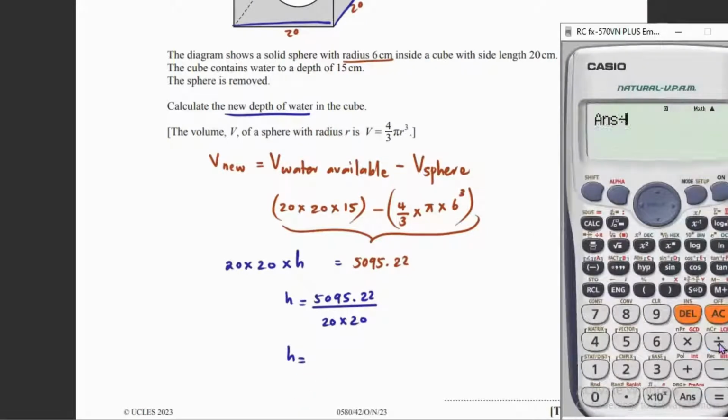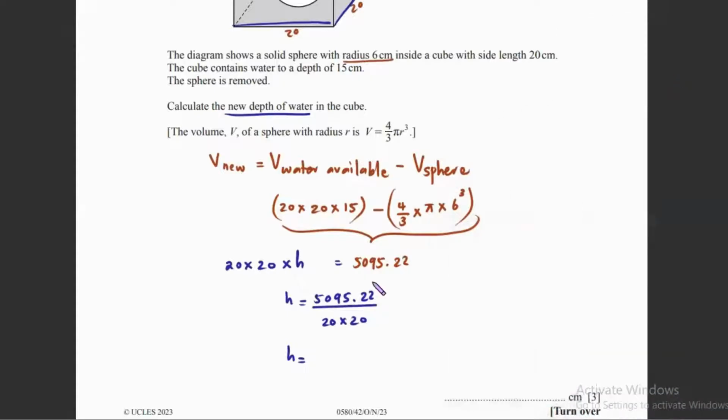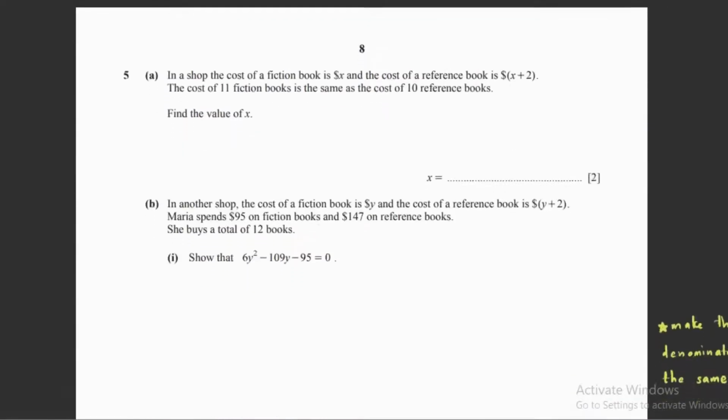So I'm going to divide this answer that I got here by 20 times 20 or by 20 squared. So when I do that, I get 12.738, which is the same as 12.74, correct to 2 decimal places. So 12.74 centimeters will be the new depth. Now they're asking for the new depth, not by how much the height has been reduced. So it's going to be 12.74 centimeters. With that, we are done with question 4. Let's move on to question 5.